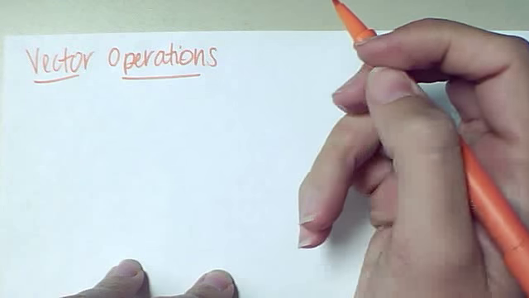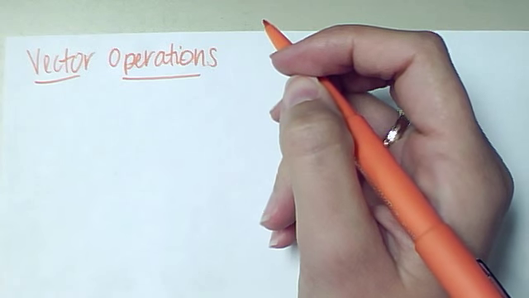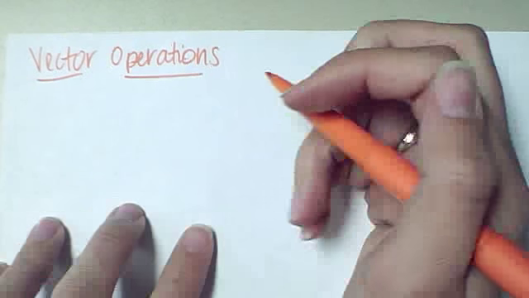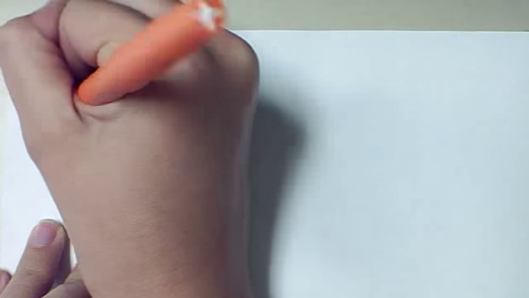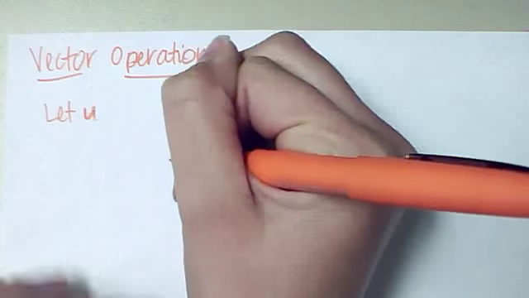Today's lesson is about vector operations. So yesterday we learned some very basic stuff about vectors. Today I want to show you how to do addition and scalar multiplication. So we're going to let u, which is a vector, we learned that yesterday.